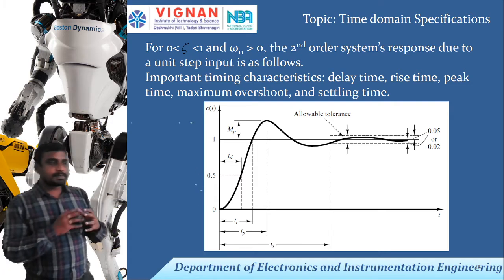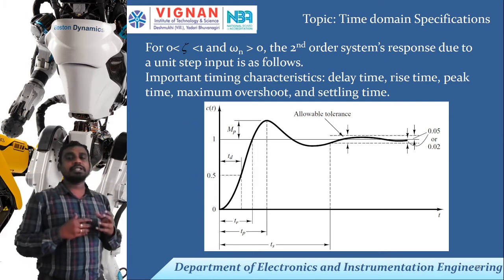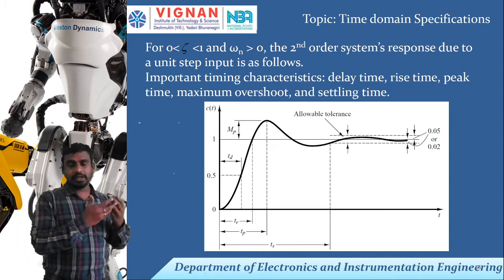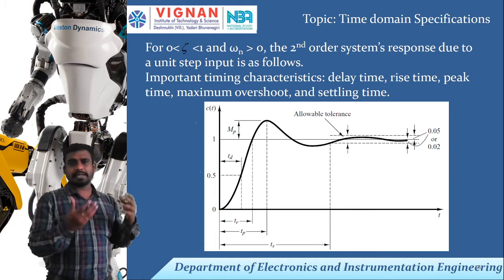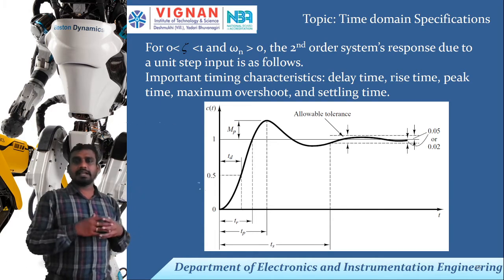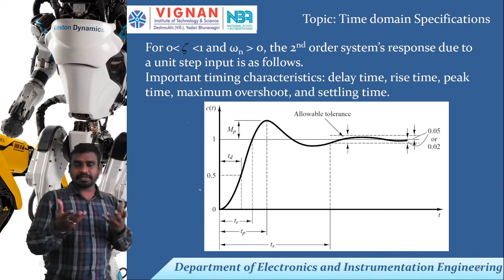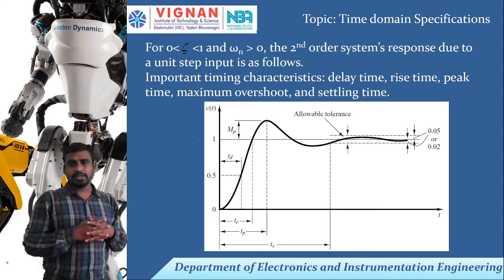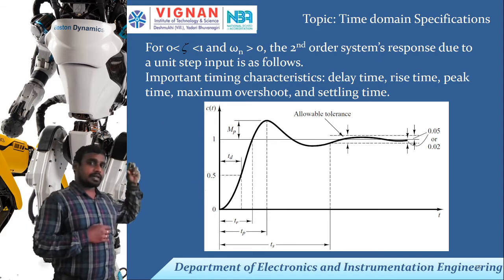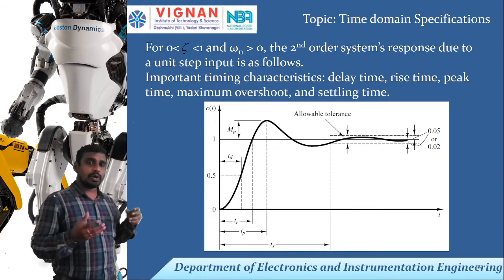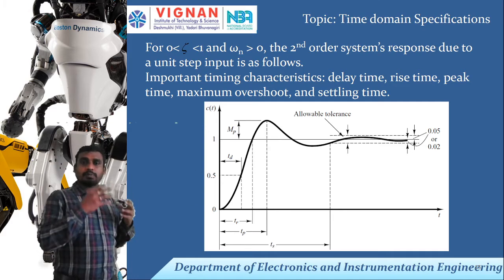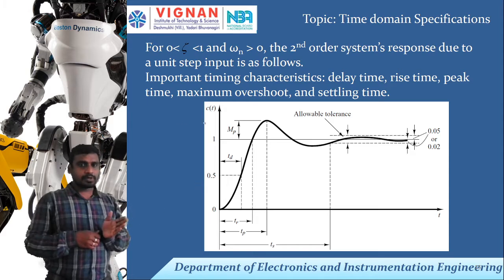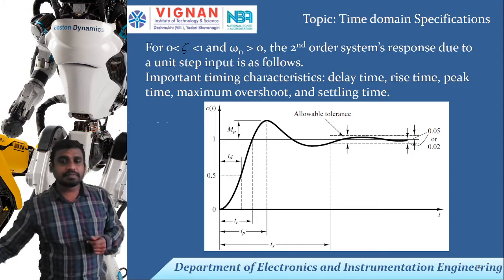So time domain specifications give the characteristic of the output. When the dynamics are varying, if the system output is varying, it tells whether the system is stable, whether it is unstable, or whether it is working within your limits, and if it is deviating, how far it is deviating. So time domain specifications will tell you how the system output varies with respect to the change in input, right?